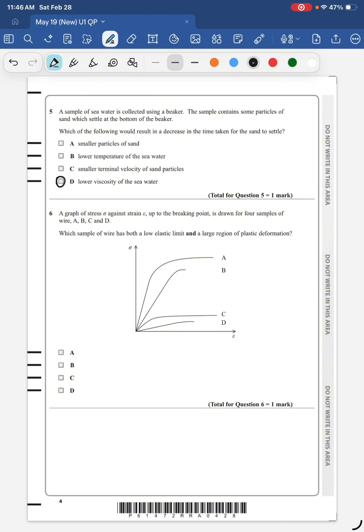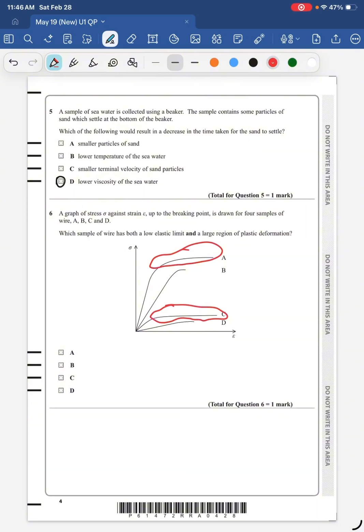Okay, let's go to question 6. A graph of stress sigma against strain epsilon up to the breaking point is drawn for 4 samples of wire A, B, C, and D. Which sample of wire has both a low elastic limit and a large region of plastic deformation? Okay, B and D do not have a large region of plastic deformation. So this is the region of plastic deformation, which means that we increase the stress, but it doesn't break, it keeps extending. This is what it means to have plastic deformation.